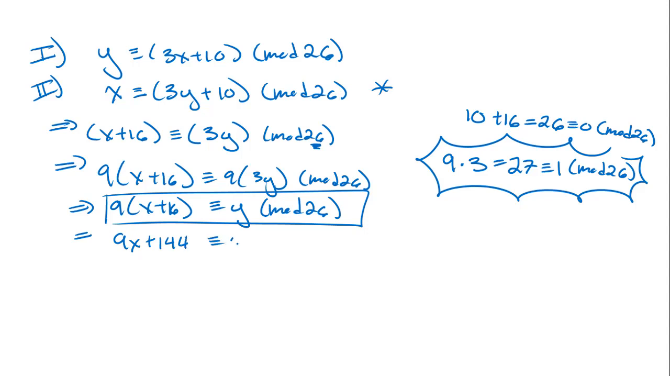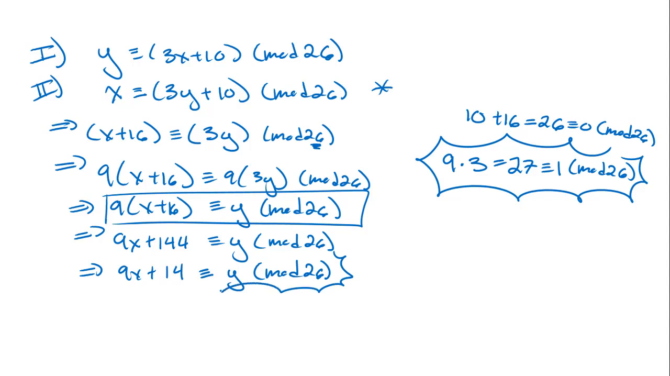And I still have a y on that right-hand side. Again, everything is done mod 26, so I don't have to touch that 9 at all, but what I could do is deal with that 144. 144 reduced mod 26 turns into a 14. So we get 9x plus 14 on the left, and there's going to be a y over there, and that's mod 26.